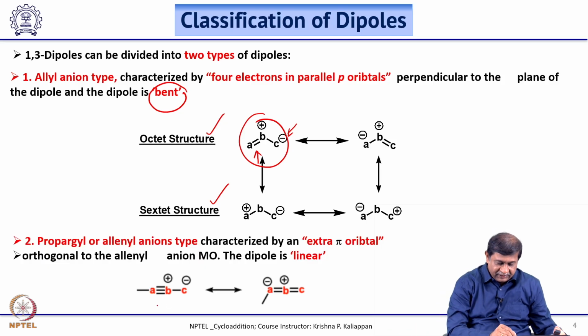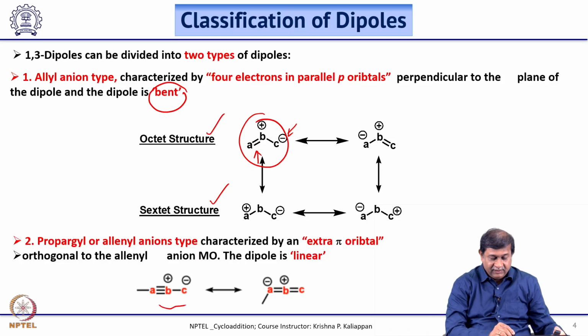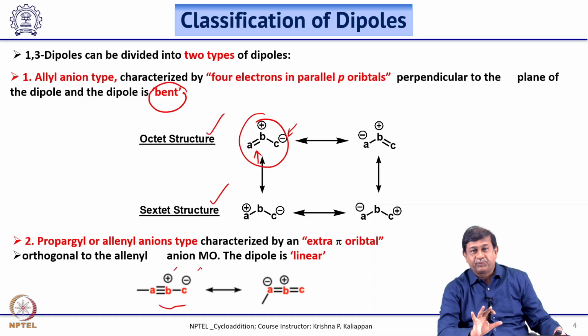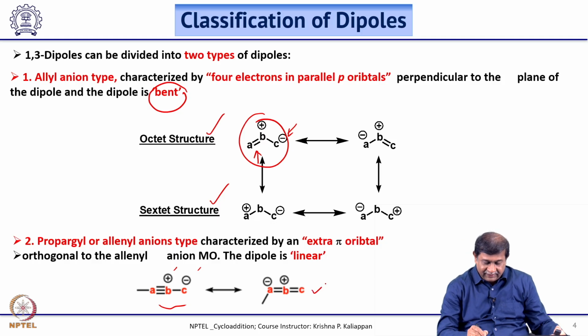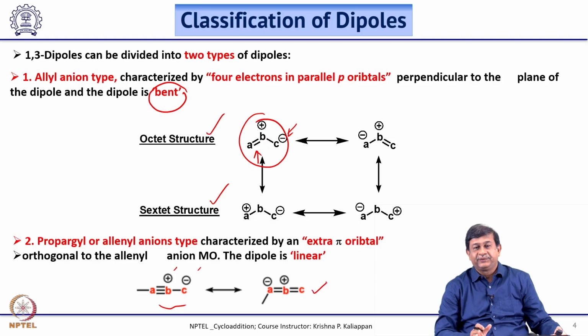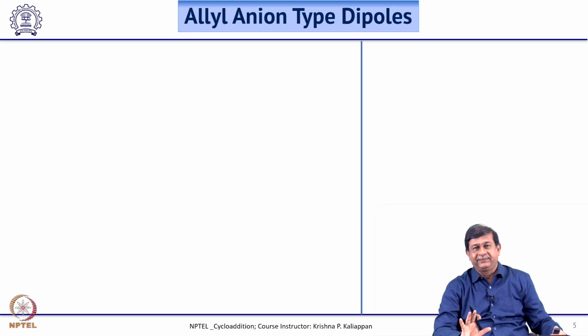So, this is propargyl, you can see here a triple bond, and here you have positive charge and here you have negative charge. So, this is propargyl anion type, and one can also write another canonical structure. So, here you see it looks like allenyl. Okay. So, these are two different types of dipoles. This you should remember, allyl anion type, the other one is allenyl or propargyl anion type.